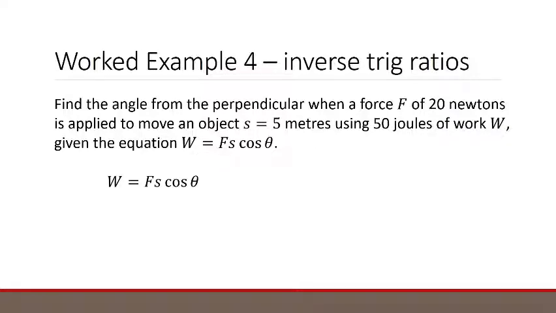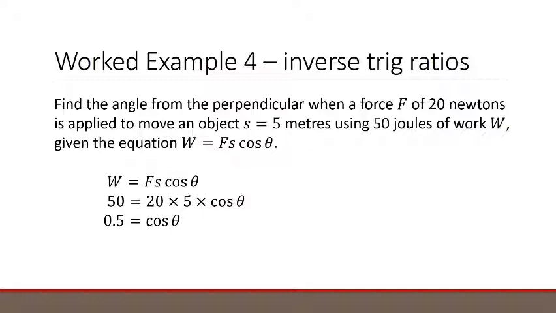The next step is to substitute. And in this question, we replace W with 50, F with 20, S with 5, and simply times cos theta. On the right-hand side, you can see 20 times 5 is 100, and I can divide both sides by 100. 50 divided by 100 on the left-hand side is 0.5, and 100 divided by 100 is 1, so we're left on the right-hand side with simply cos theta.